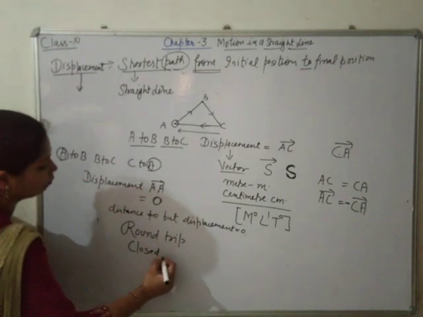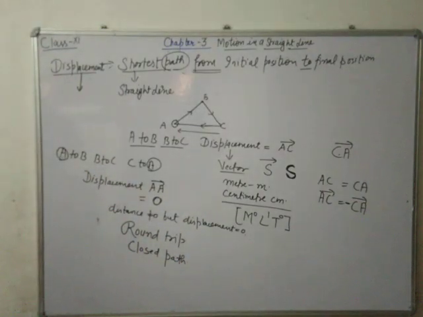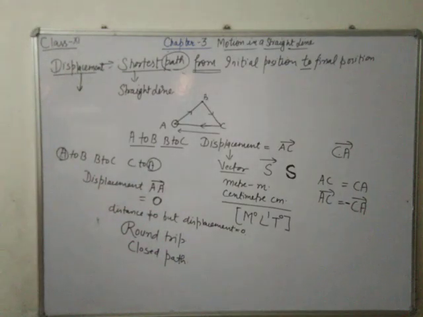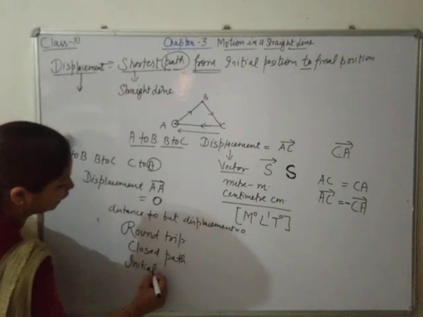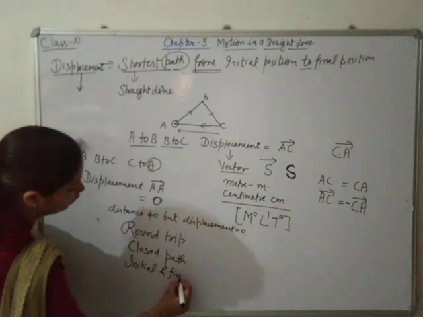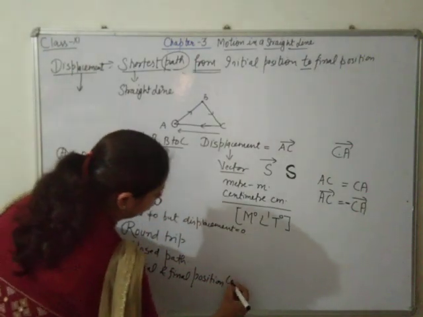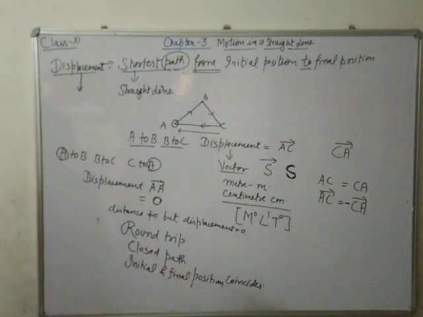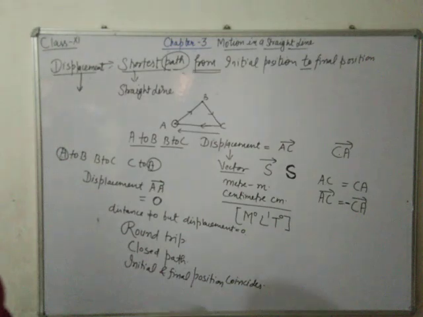Yes, it is clear to you when a body covers a round trip, or when the body covers a closed path. Closed means जहाँ से start किया same point पर वो वापिस आ गया, इसे हम बोलते हैं closed path. And what can we say? When initial and final position coincide, in that situation, distance will be non-zero but displacement is zero.